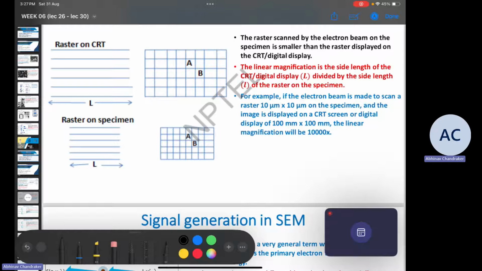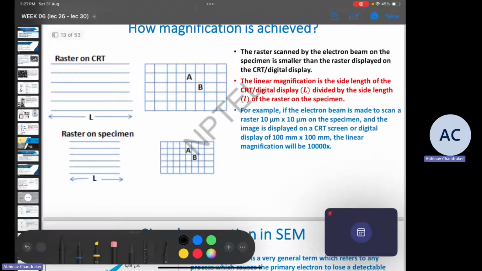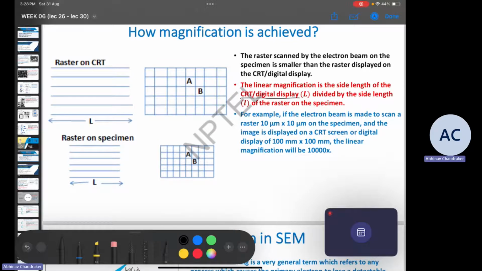In case of SEMs, there is a fine probe just resting on the screen, and based on the scan area and the area which is being shown on the CRT display, the magnification is calculated. So if the area being shown on the screen, because the size of the screen is fixed, right, and if the specimen area being shown on the screen is smaller, that means that more magnification has been done to show it on the whole screen.